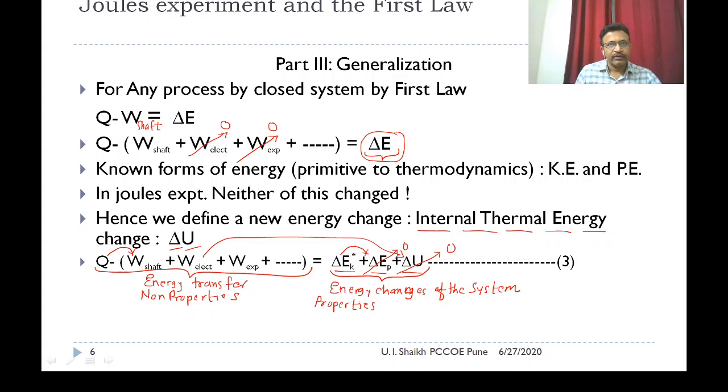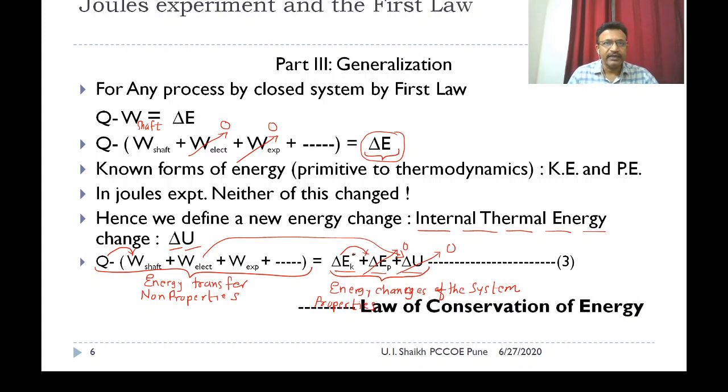That means any one type of energy can be converted into the other type of energy or energy transfer, and that's why this equation is a mathematical representation of the law of conservation of energy, which states that energy cannot be created and cannot be destroyed; only one form of energy is converted into another form of energy.